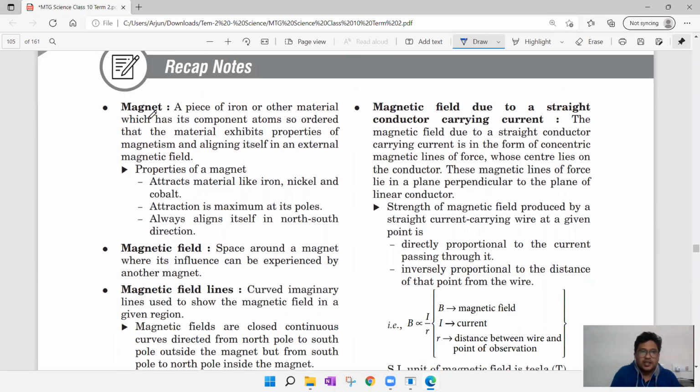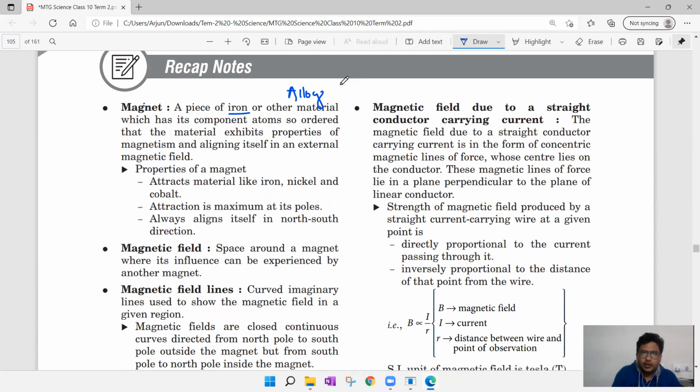Magnet. First of all, what is meant by magnet? Magnet: a piece of iron or other material, in the sense an alloy, which has its component atoms so ordered that the material exhibits properties of magnetism and aligns itself in an external magnetic field. Okay, we don't want all these big definition sentences. Magnet is a piece of iron or a piece of an alloy.